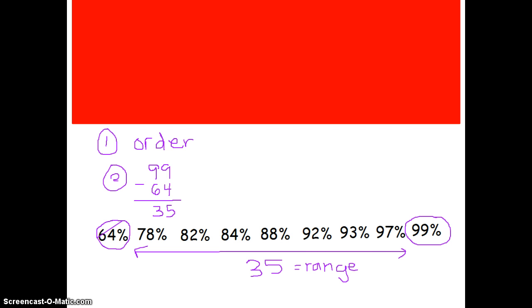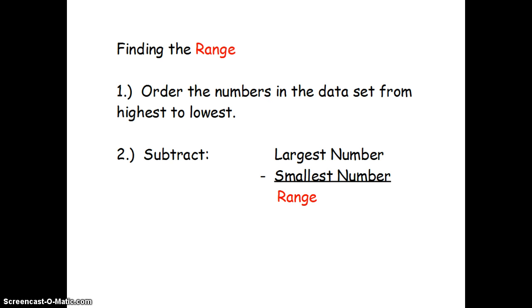So tonight when you're doing your homework, these are the two quick rules for determining the range: ordering the numbers from highest to lowest or lowest to highest, whatever, and then subtracting. Find your largest number in the data set, find the smallest number in your data set, and then subtract them to figure out the range.